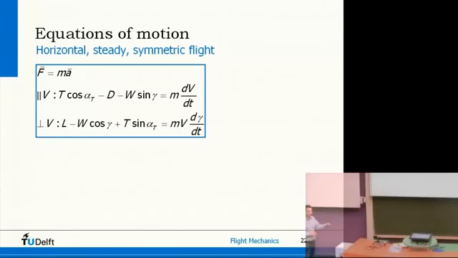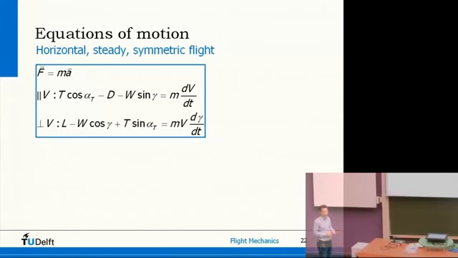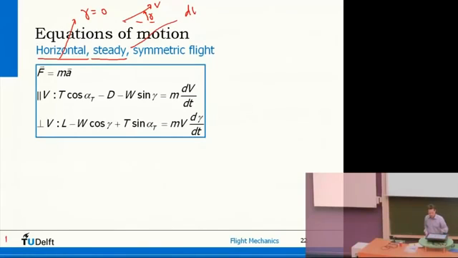Flying at one altitude at a constant speed, and we're not doing any turns. Now we had the equations of motion, but we know horizontal flight means flight path angle is 0, because it's the angle with horizon and airspeed. Steady means there's no change of airspeed. And finally, symmetric just means we don't have any turns. But that also means that we only have 2 equations, because this is 2-dimensional flight instead of 3.